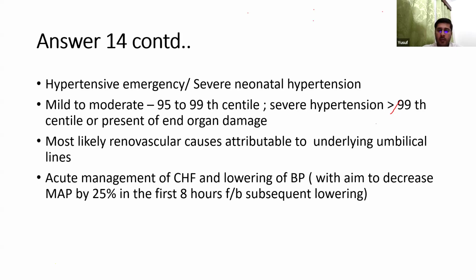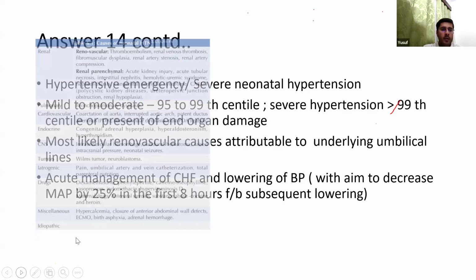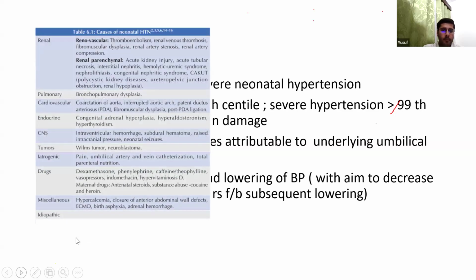So we would be actively managing the CHF and then actively lowering the blood pressure, with the aim to decrease the mean arterial pressure by around 25% in the first 8 hours, followed by subsequent loading. So yes, these are the causes of neonatal hypertension. You can read this from your books.